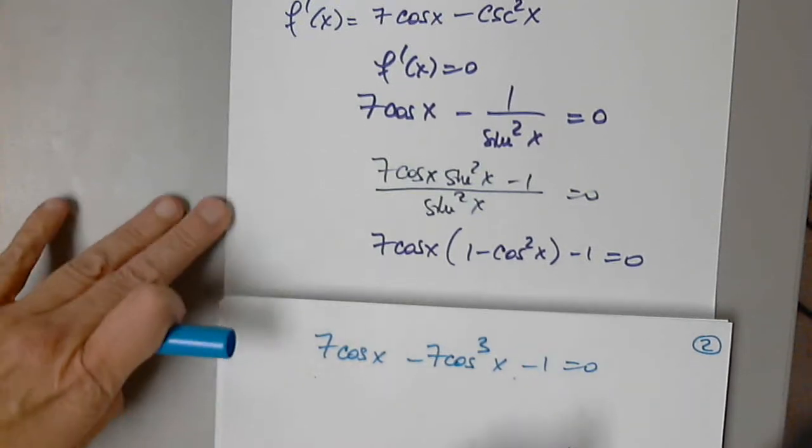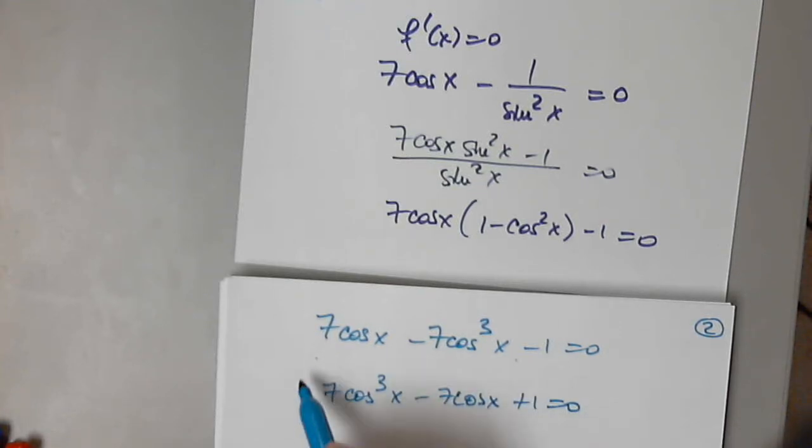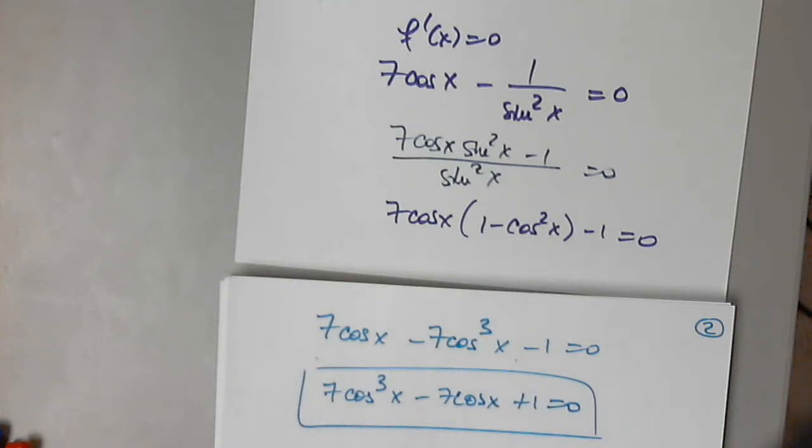Are you sure that this is the function? It's very possible. I'm not disputing anything. So I'll multiply both sides by negative 1. So 7 cosine cubed x minus 7 cosine x plus 1 equals 0. I don't know how to solve this. I either use Newton's method or I use the calculator.